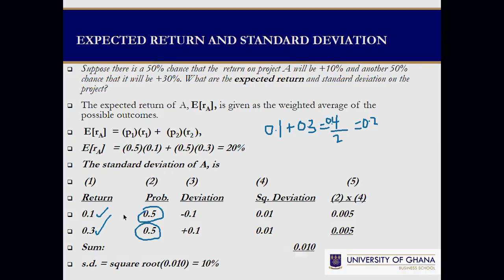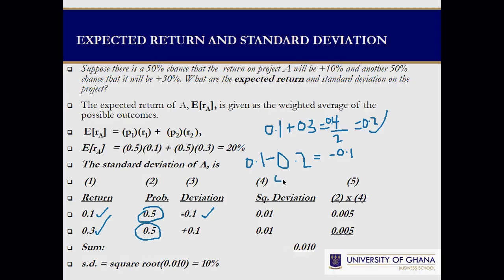Now let's find the deviation. The deviation is the return minus the mean. The first return is 0.1 and the mean here is 0.2, so in total I'm getting negative 0.1.